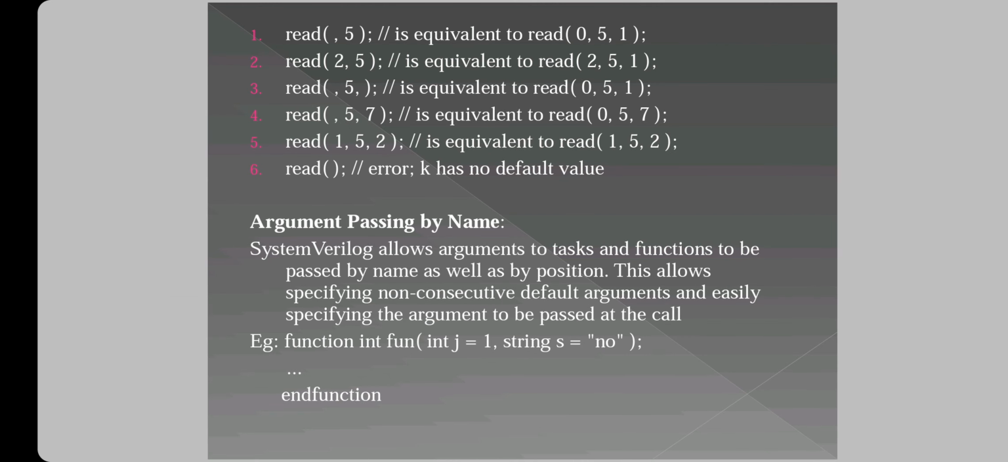And you have another one, read 2, 5, where you are providing only the first two arguments but not the third one, and you are providing only the second argument here. And in the fourth one, you are providing only the last two arguments. In the fifth one, you are providing all three arguments, and in the sixth one, you are just reading without providing any arguments, and this is going to be an error, and k has no default value.